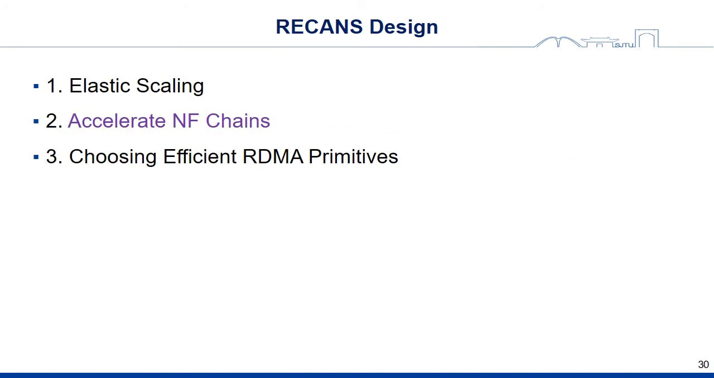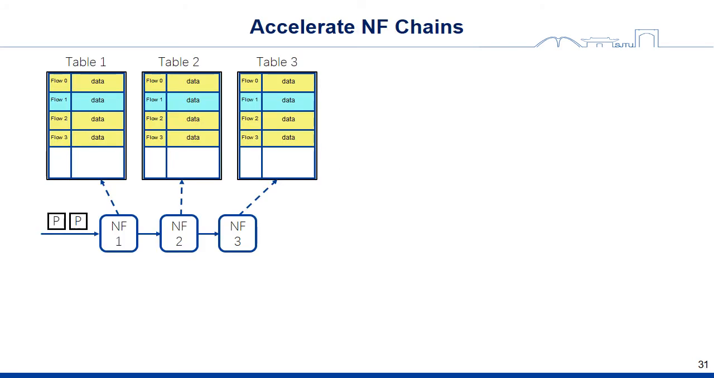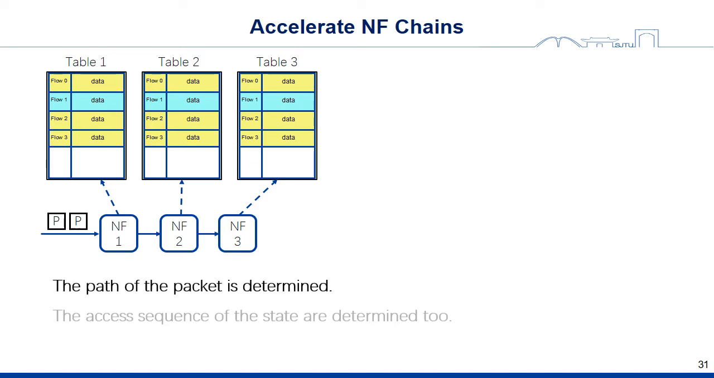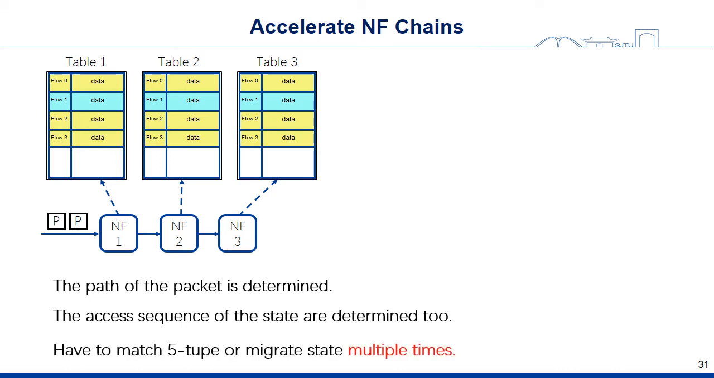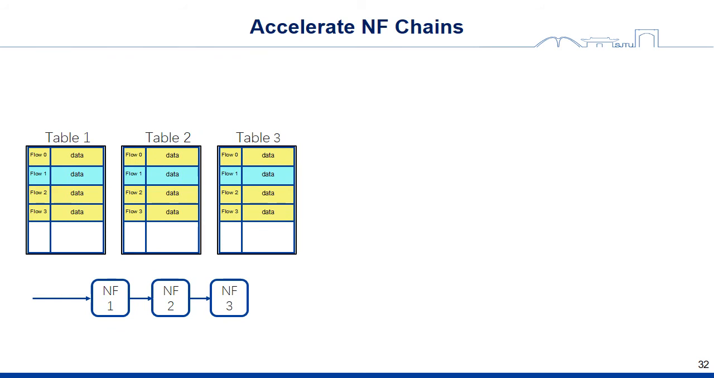Next, we will see how we accelerate NF chains. Let's think about this. When a packet traverses a chain of length 3, we can see that the path of the packet is actually determined. And when the state of flow 1 in table 1 is accessed, we can infer that the state of flow 1 in table 2 and 3 will be accessed. But as the packet traverses the NFs, each NF needs to match the 5 tuple to find the state. How can we fix this?